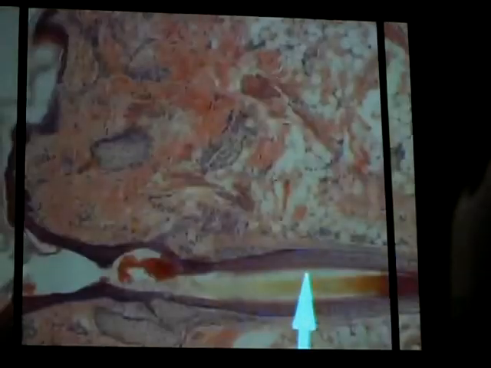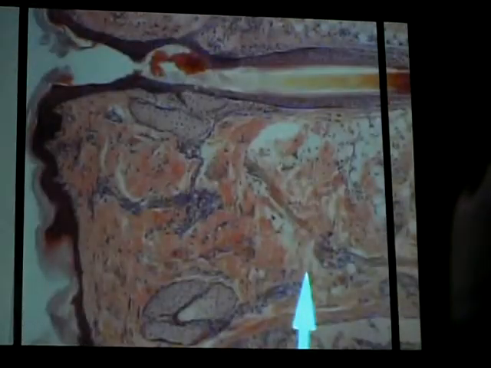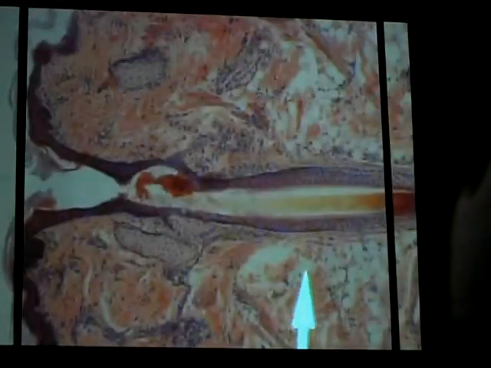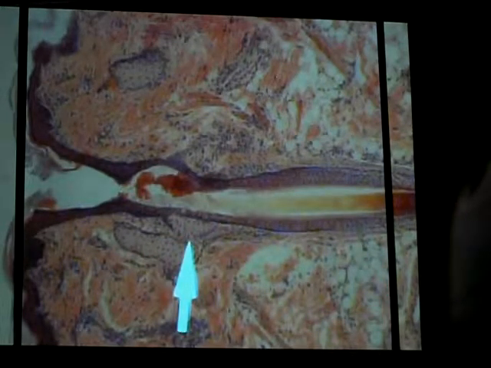Alright, so if we look usually alongside the hair follicle, but not always, but in most of the slides you'll see these glands that are sitting alongside the hair follicle. These are your sebaceous glands.